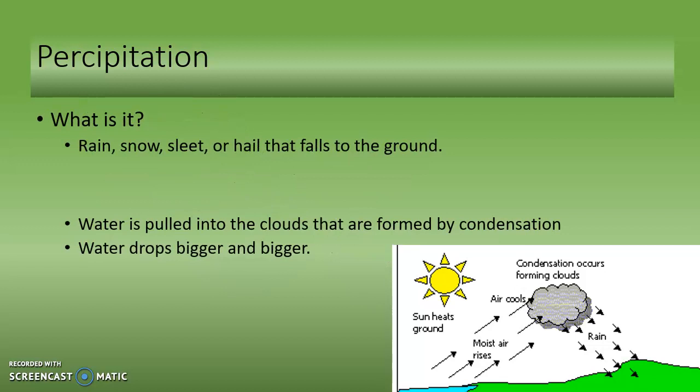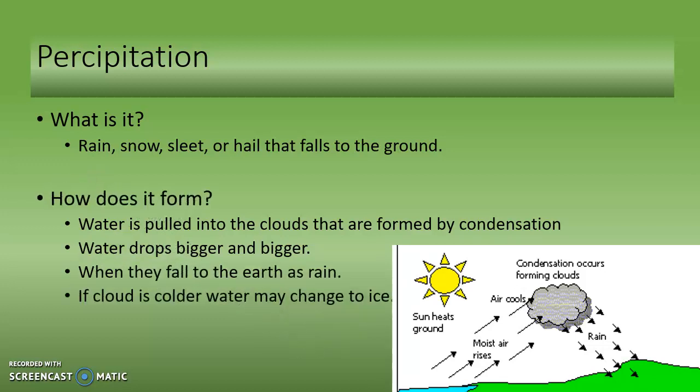Precipitation. What is it? Well, precipitation is known as rain, snow, sleet, or hail that falls to the ground from the clouds. How does it form? Water is pulled into the clouds that are formed by condensation, and as more water is evaporated and pulled into the clouds, the water drops get bigger and bigger, and they get so heavy that the clouds cannot hold on to them anymore, and then they fall to the earth as rain. But if the cloud temperatures are lower than normal, then the water may change to ice.